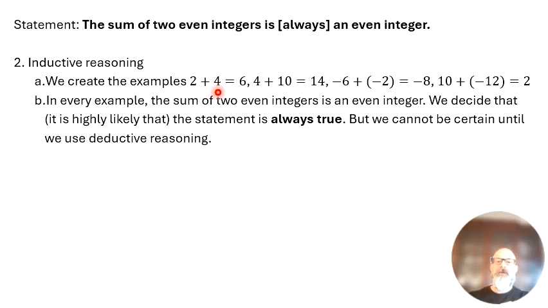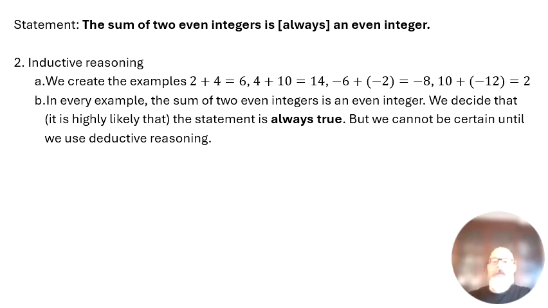For example, two even integers. Maybe I pick the integers 2 and 4, and I take a sum of the two, and they come up with 6. Is 6 even? Yes. How about 4 plus 10? Two evens, you get 14, which is even. -6, -2, those are both even integers. You get -8, which is an even integer. 10 plus -12 gets you, actually -2, not 2. It should get you -2 here, which is also an even integer.